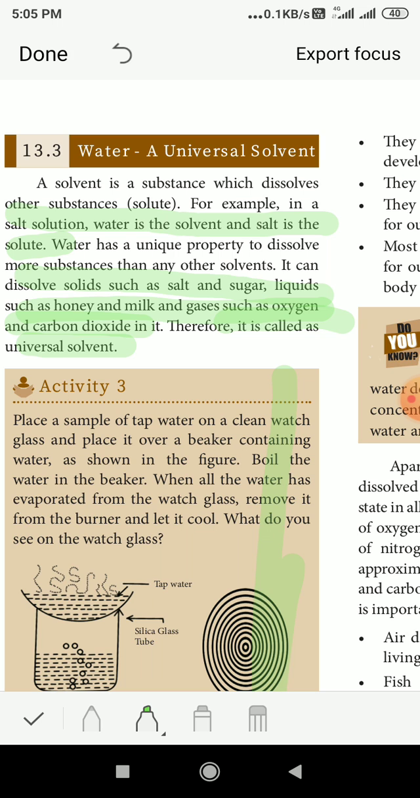They have given one activity: place a sample drop of water in a clean watch glass and place it over a beaker containing water.